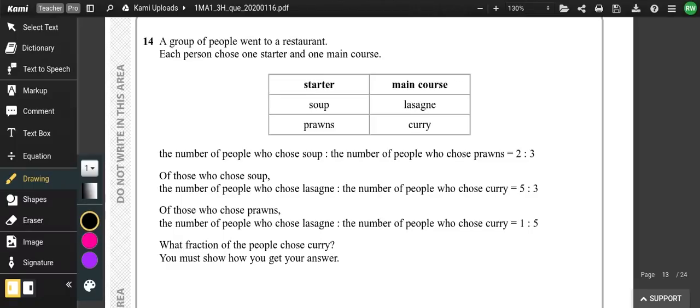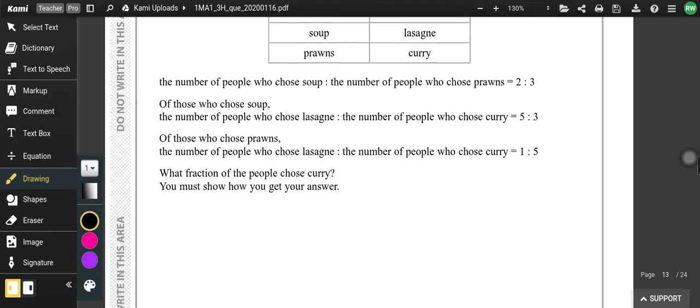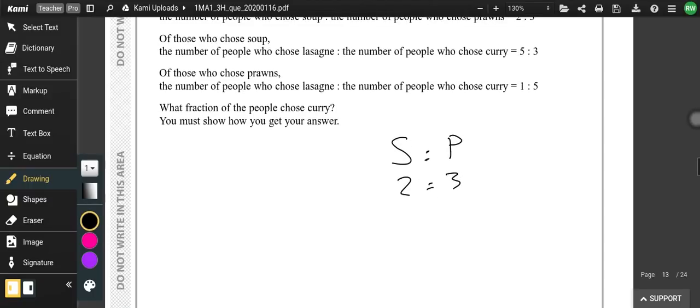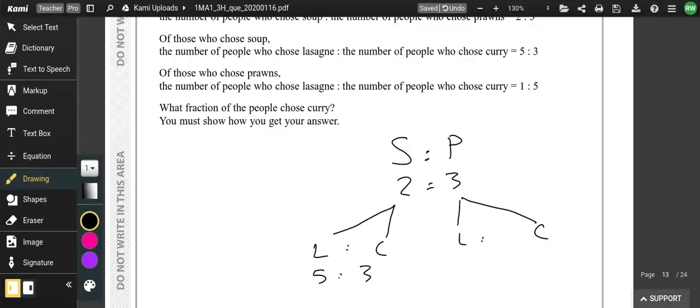Question 14. The number of people who chose soup to the number of people who chose prawns is 2 to 3. So what we can do is, let's say soup to prawns is 2 to 3. And then of those who chose soup, let's do lasagna to curry is 5 to 3. And of those who chose prawns, lasagna to curry is 1 to 5. So that's kind of what we have going on here.